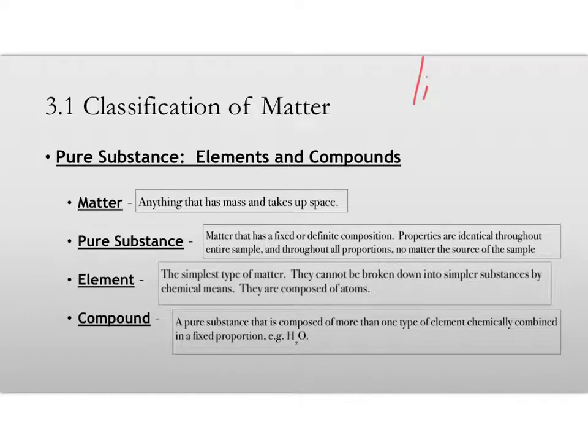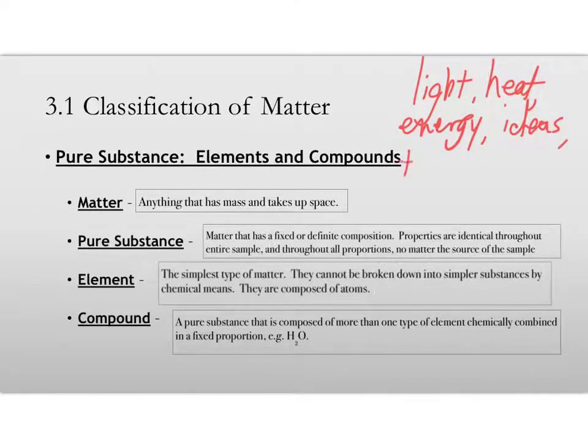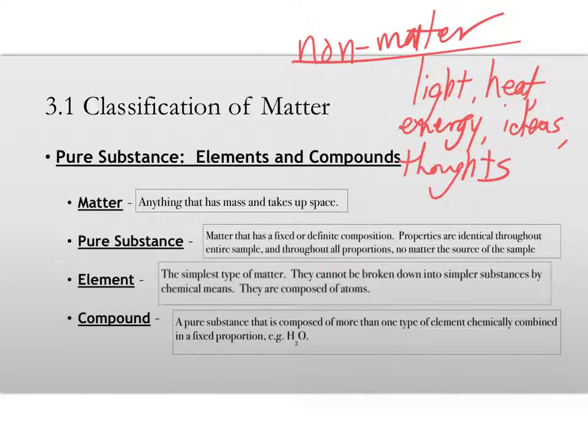So let me write these down. Light, heat, energy, ideas, your thoughts, whatever. Those are forms of not matter. Now, the reason light can be considered not part of matter is that although it is made up of photons, those photons have no mass.